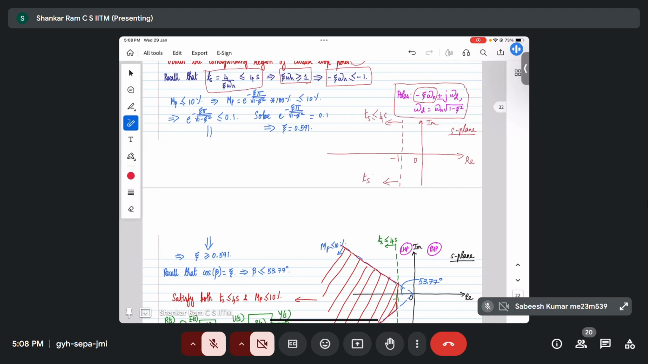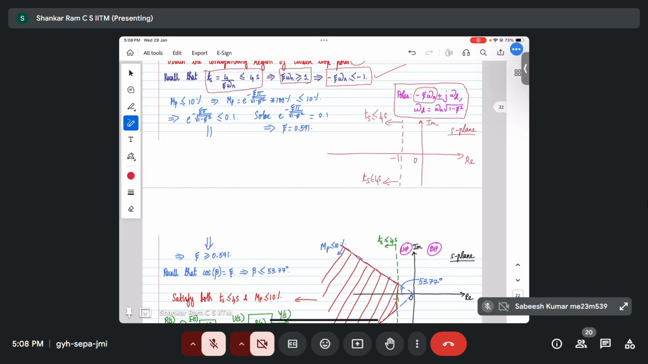I hope the physics and the mathematics become clear, okay? So, in other words, if we have the closed loop poles anywhere to the left of this vertical line passing through minus 1, we will have the real part to be less than minus 1. Then we are satisfying this criteria, right? Which is the settling time criteria. Okay, so that is the first step. I hope this is clear, right?